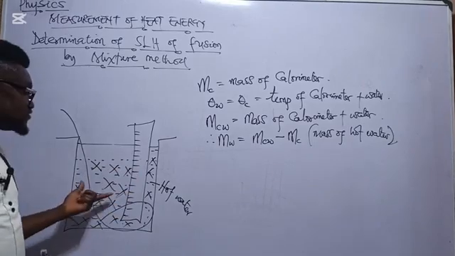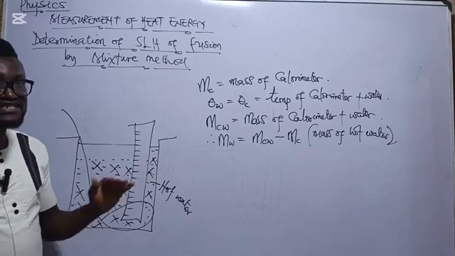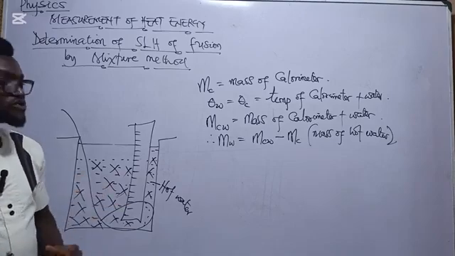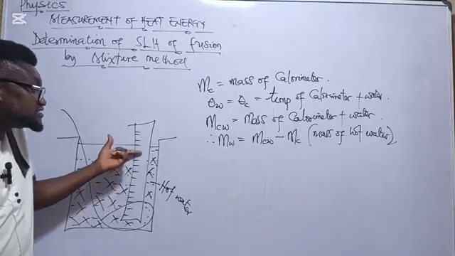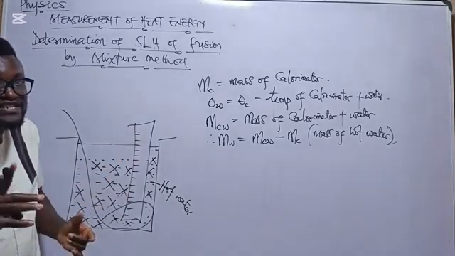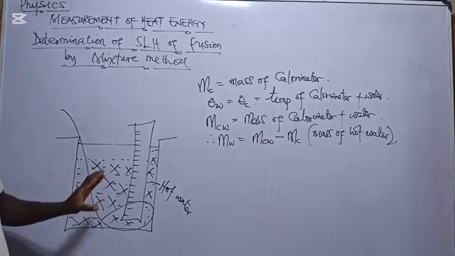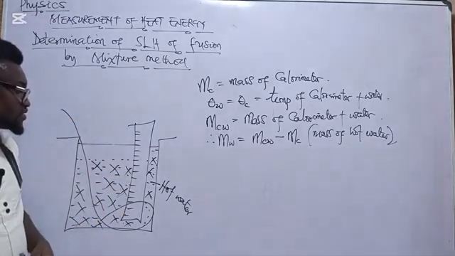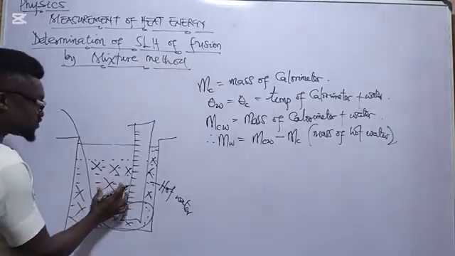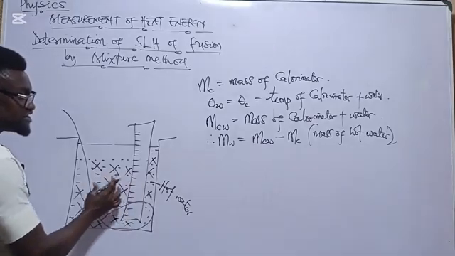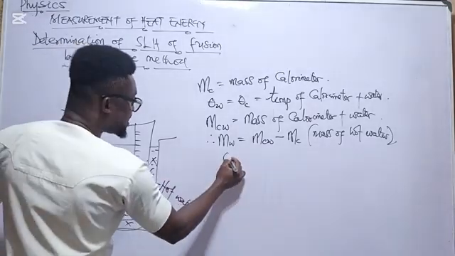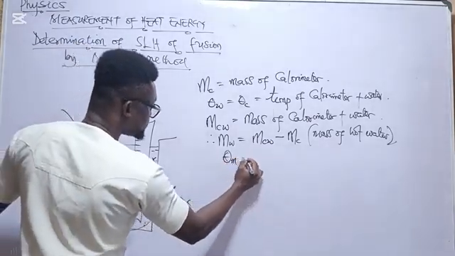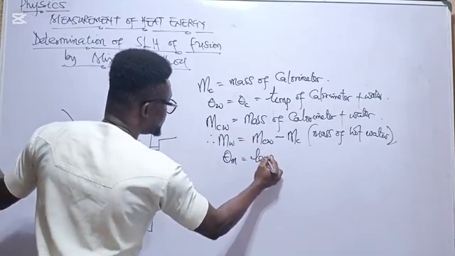I told you that during melting of ice, the temperature remains fixed. So for that temperature to start increasing again means that the whole ice has melted. Now comes an increase in temperature. At that point, you need to get the temperature of this mixture. So we have the temperature of the mixture.